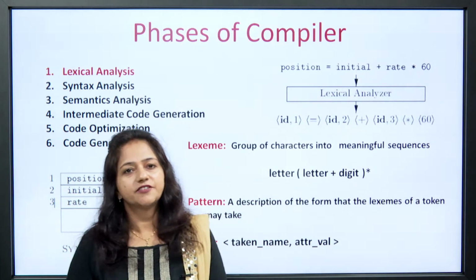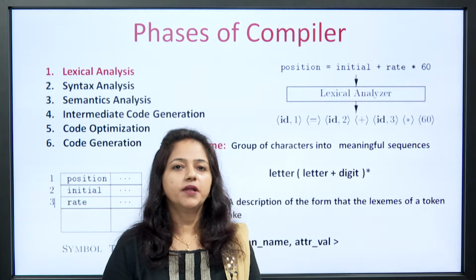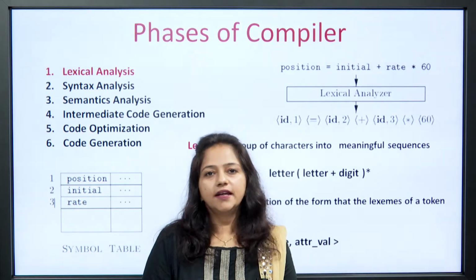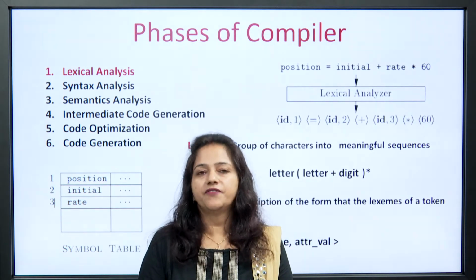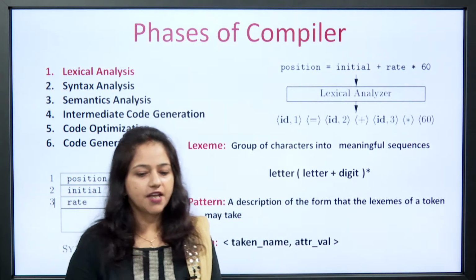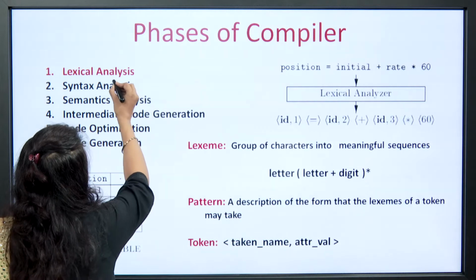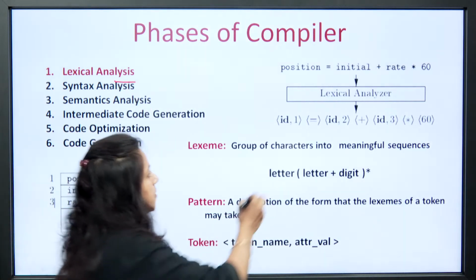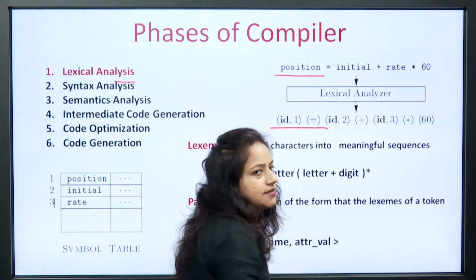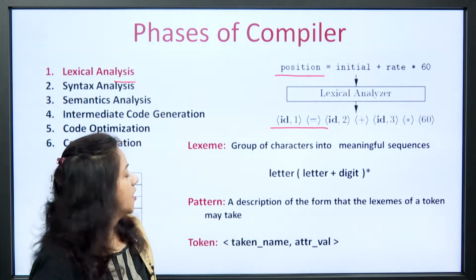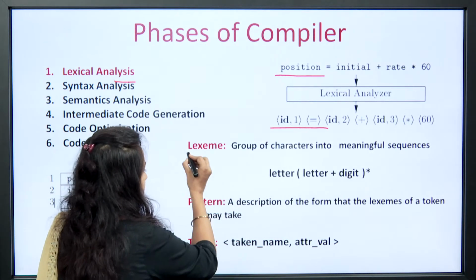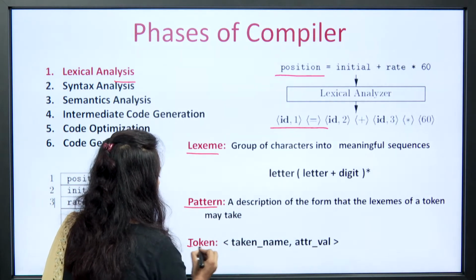In the previous class we have already discussed the language processing system and the phases of the compiler. We broadly discussed the input and output of every phase of the compiler and certain fundamentals related to it. Now, we know that in lexical analysis, the input is the source program and the output is a stream of tokens. So, here we deal with three terminologies: lexeme, pattern and token.